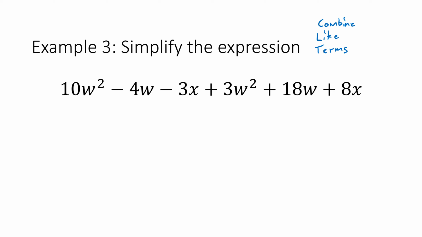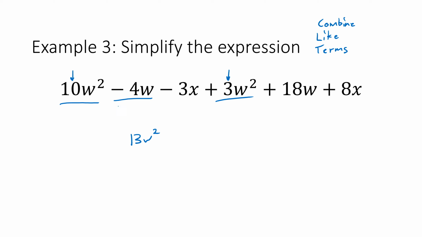What is a like term? We need the variable to be exactly the same to have a like term. So is w the same as x? No, obviously not. They're not like terms. Is w squared the same as w? Well, no, because this guy doesn't have a square. It's just w. So I'm only going to combine this w squared with the other w squared, which is here. And 10w squared plus 3w squared, I'm just going to add up the coefficients, which remember are the little numbers out front. That's 13w squared.